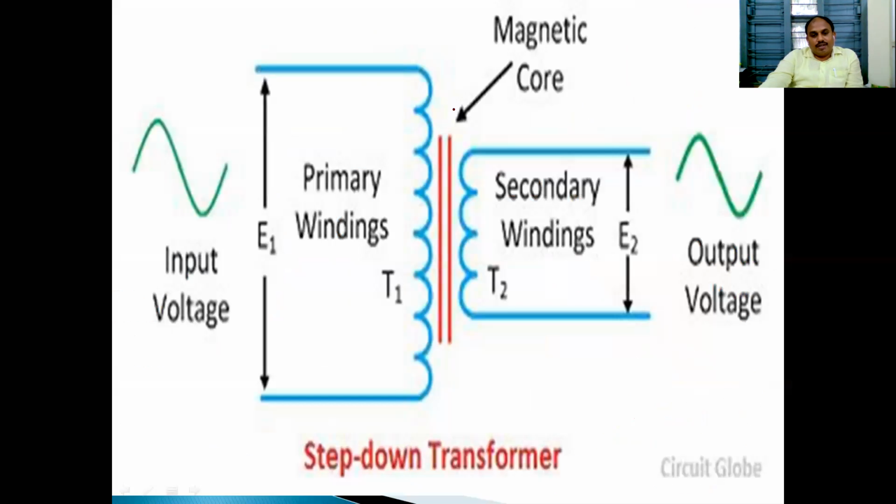See here, the primary has more number of turns and the secondary has fewer turns. So this is a step-down transformer. When the secondary has fewer turns, N_S less than N_P, that is called a step-down transformer.